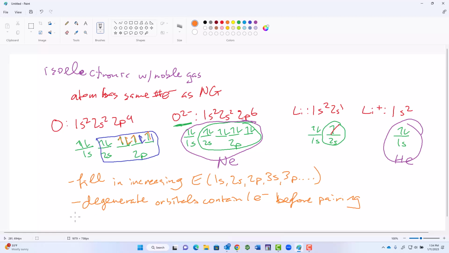And this kind of goes without saying: there's a max of 2 electrons per orbital, and they must be opposite spins. So something like this is good, something like this is no good, and something like this is also no good. You can only have a maximum of 2 electrons and they must be spin paired.